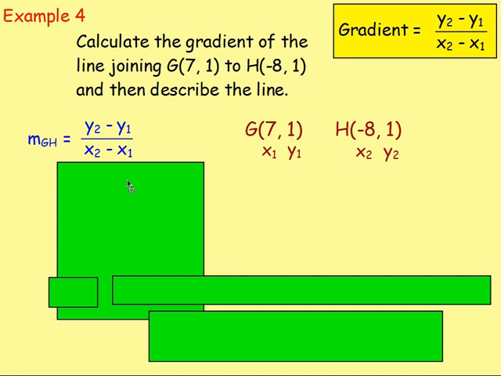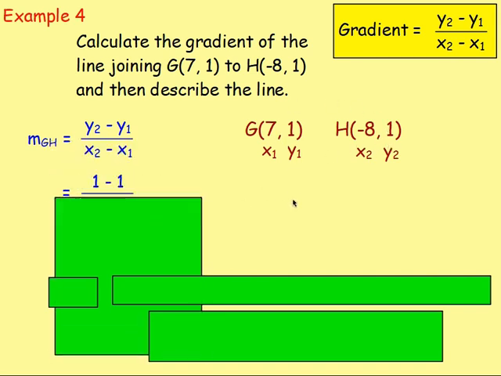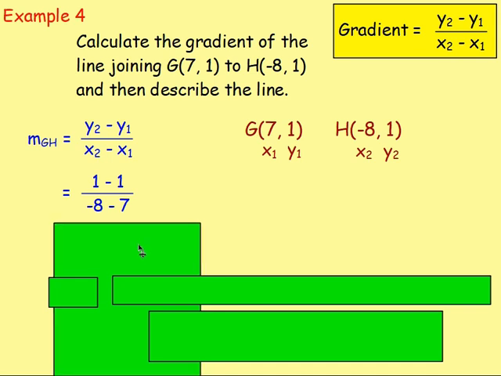So we sub in the values. Y2 take away Y1 would be 1 take away 1, and that would be over negative 8 take away 7. Adam, I see you waving around. What's wrong? We would get 0 on the top. You would, because if you do 1 take away 1, you end up with 0. And negative 8 take away 7.